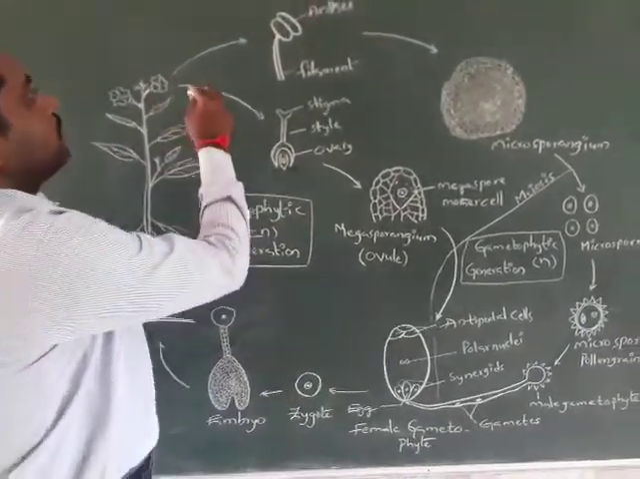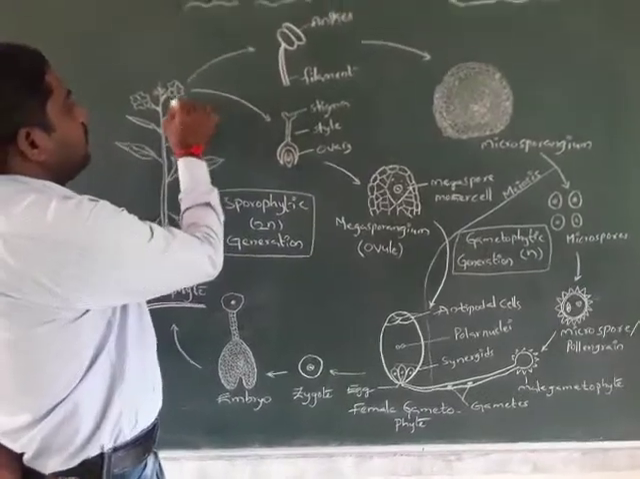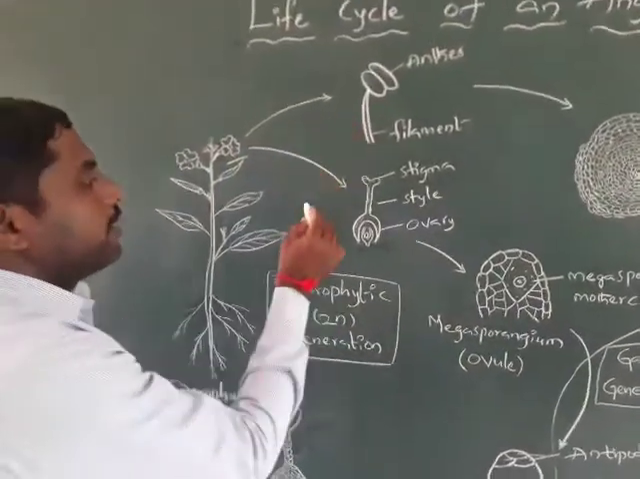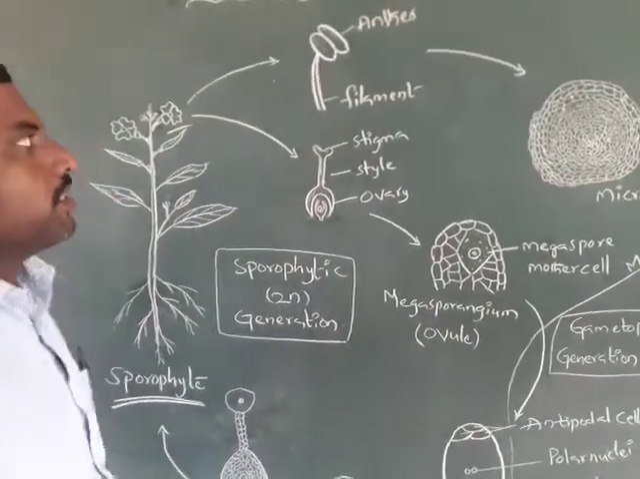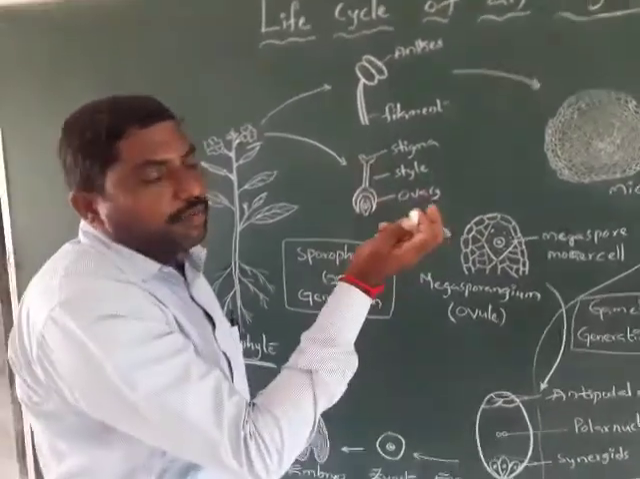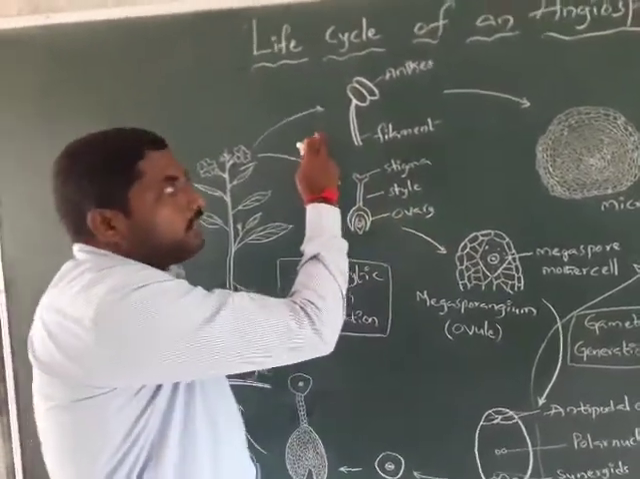This flower is a bisexual flower. It has an androecium as well as a gynoecium. The androecium is nothing but a collection of the stamens. A collection of the stamens is called the androecium.